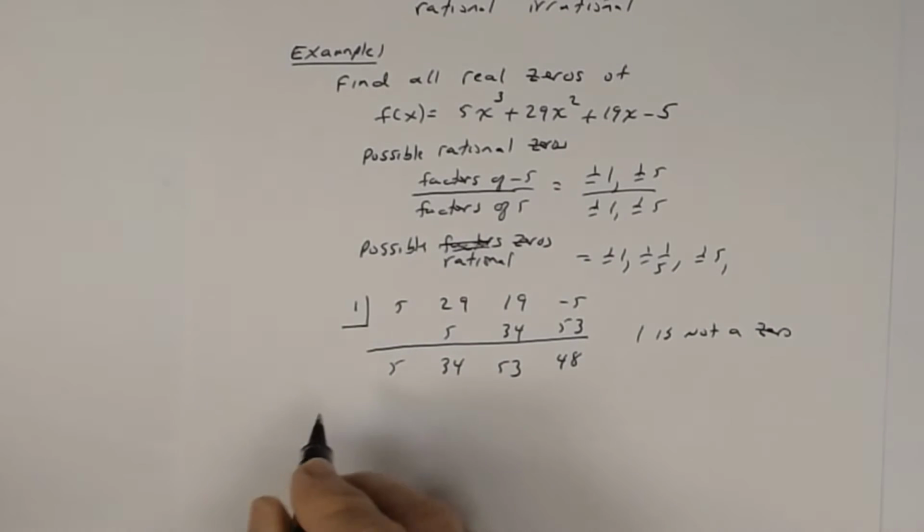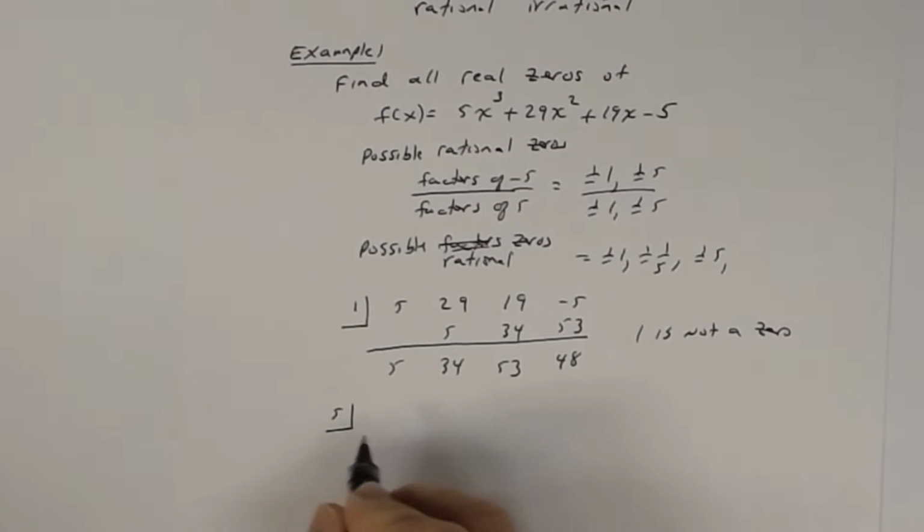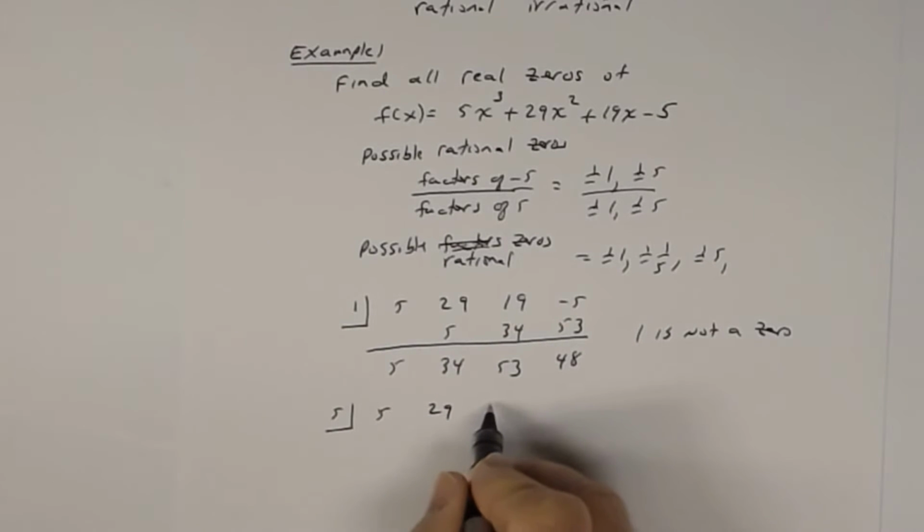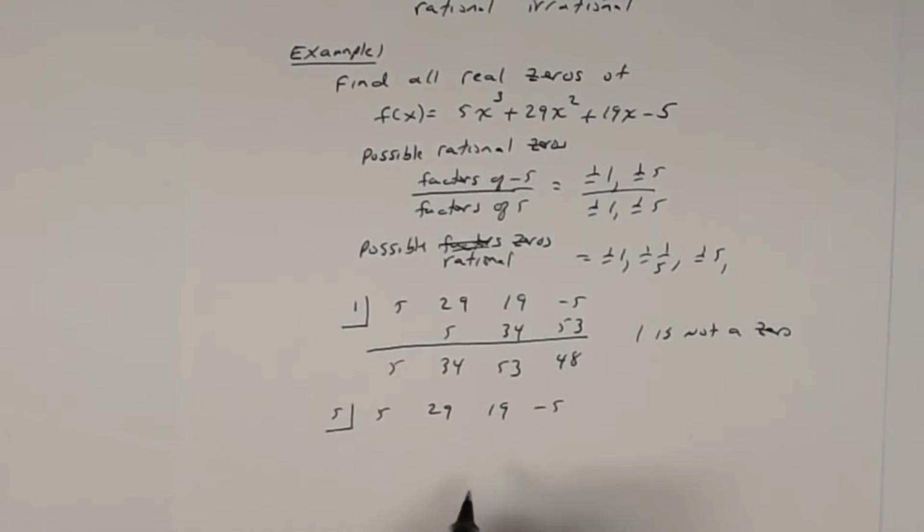So let's try 5 and see if 5 works. Do the same thing. So 5, 29, 19, negative 5.